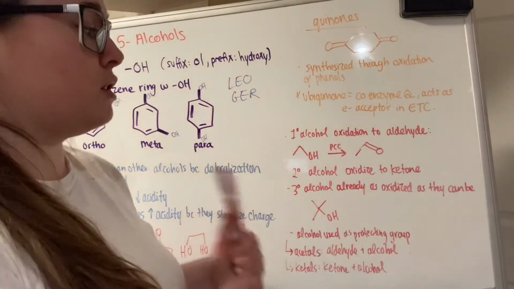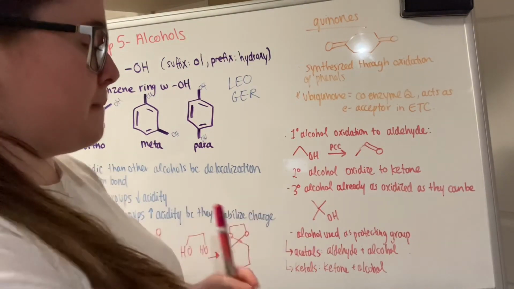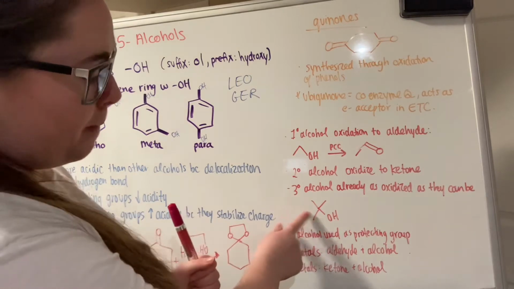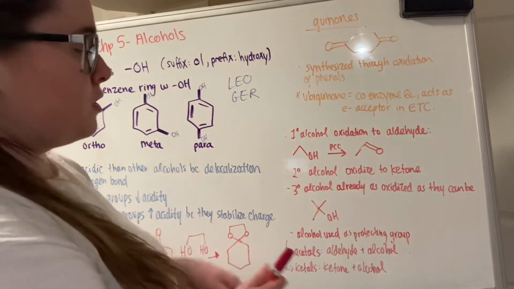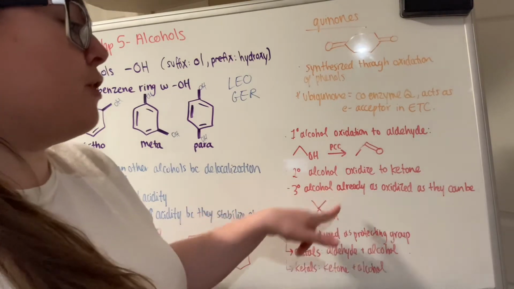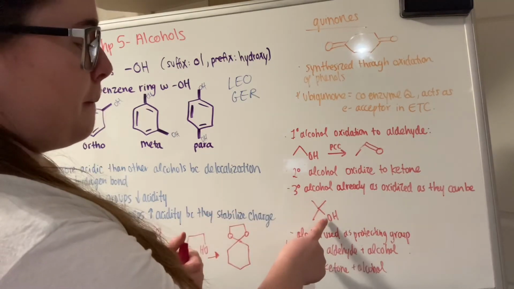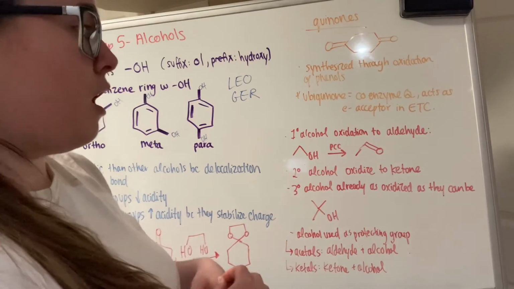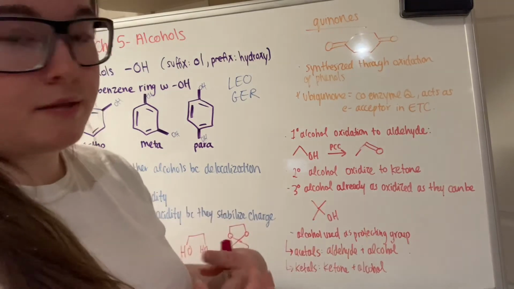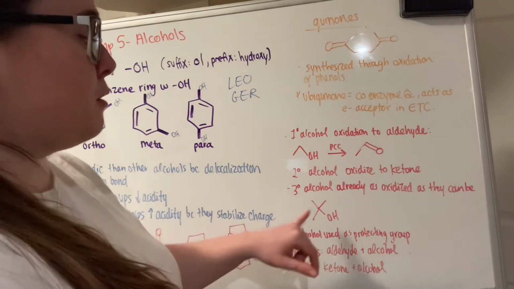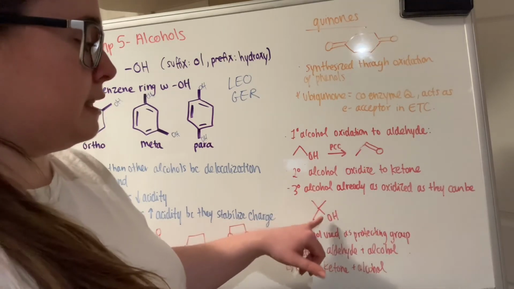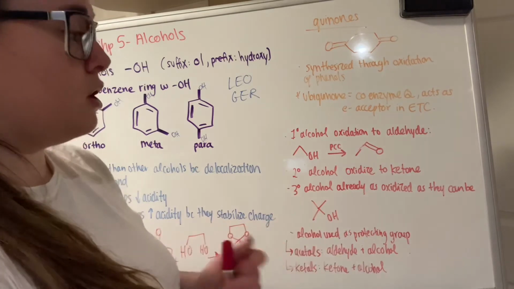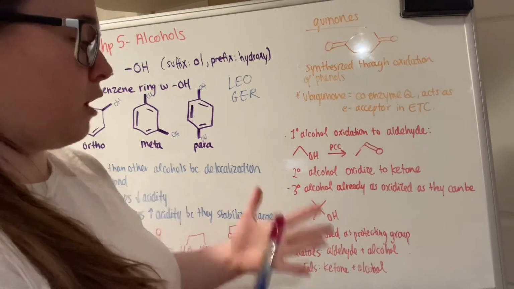Tertiary alcohols are already as oxidized as they can be. If this is a tertiary alcohol, because this OH is connected to these three carbons, you cannot give that another bond. It's already as oxidized as it can be. Being a tertiary alcohol, you cannot just easily make another bond to oxygen.